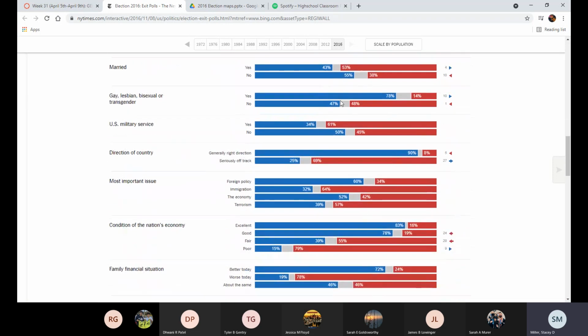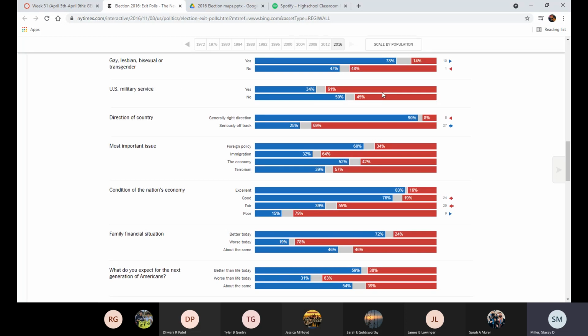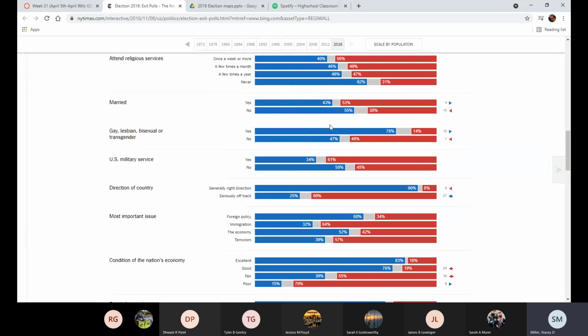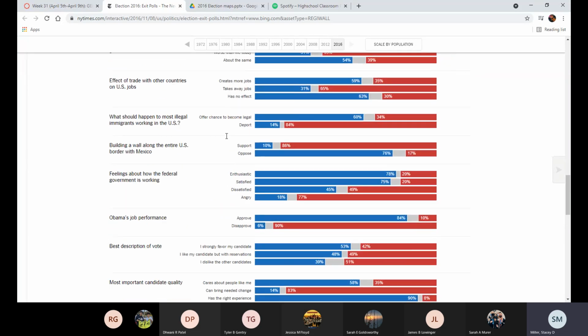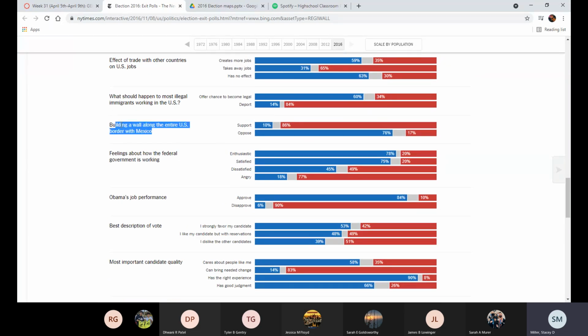And it gets even more, obviously you have differences like sexual orientation, U.S. military service. You saw more people voting Republican if they were in the military. If you were part of the LGBTQ community, you were voting more Democratic here, right? And then also things like foreign policy issues, family financial situations. This was a big thing, obviously, in the previous election, building a wall along the U.S. border with Mexico. 10% of Democratic voters supported, 86% of Republican voters supported that.